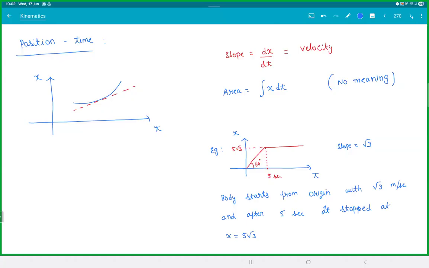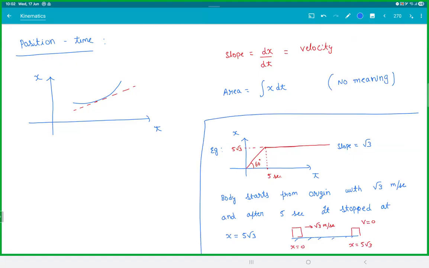So looking at the graph, you can tell what happened with the block, how it moved and everything. So if I have to draw a picture, this is how it would look. The block started from x is equal to 0, traveled with root 3 meters per second. Then it reached x is equal to 5 root 3 and it came to rest. Because look at this, after 5 seconds, the graph x coordinate was constant. Clear what happened there?